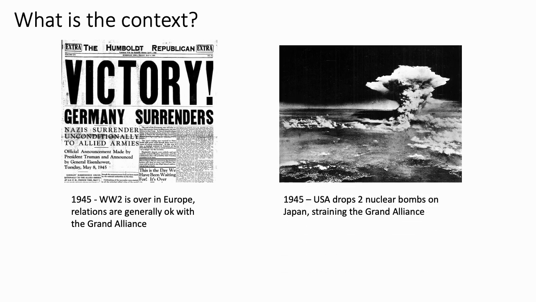But then after the war, the United States obviously then dropped 2 nuclear bombs on Japan. So that's starting to strain the Grand Alliance significantly. Again, Stalin may start to feel a little bit paranoid. Again, poor communication from Truman in this alleged team. All sorts of reasons why these might start just straining things a little bit.